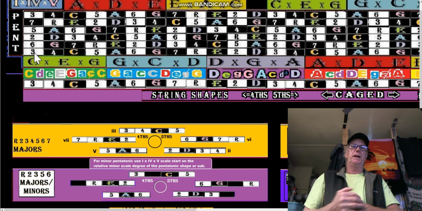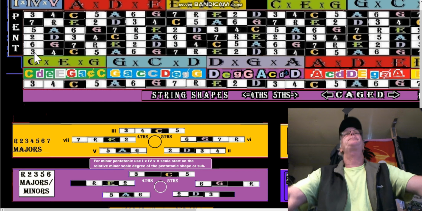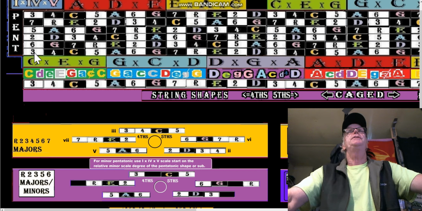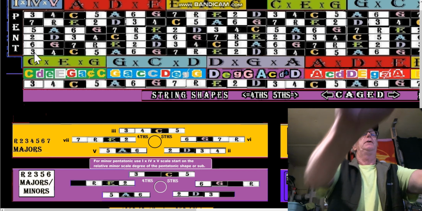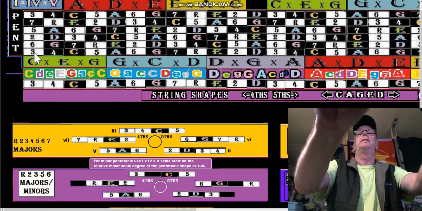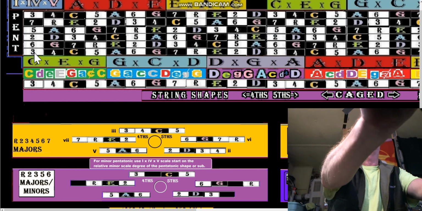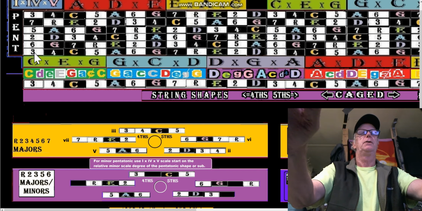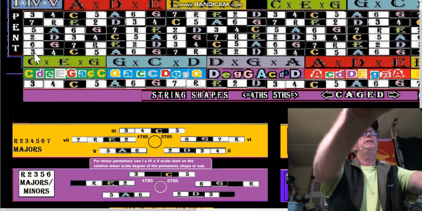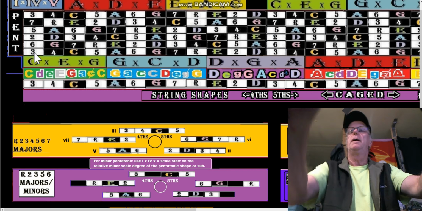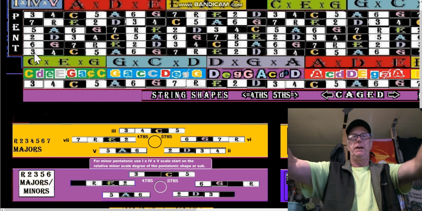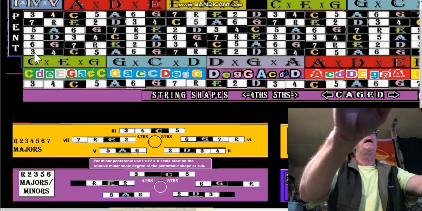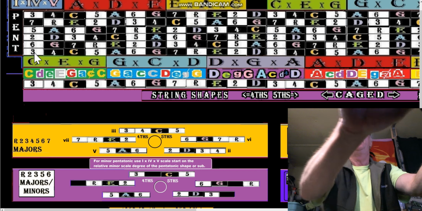Oh, one thing I was going to explain to us. What are we trying to do today? Okay, so we're able to do the diatonic, we're able to do the pentatonic. What we want to be able to do easily with the string shapes is the triads and the minor triads.